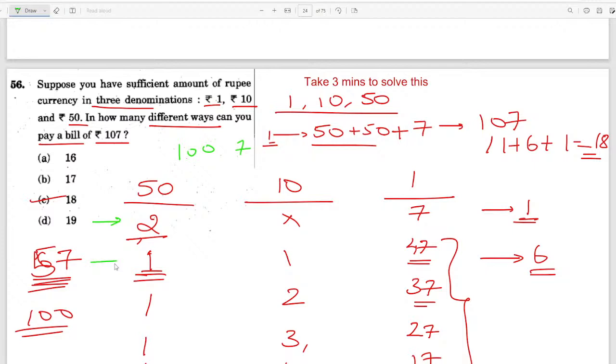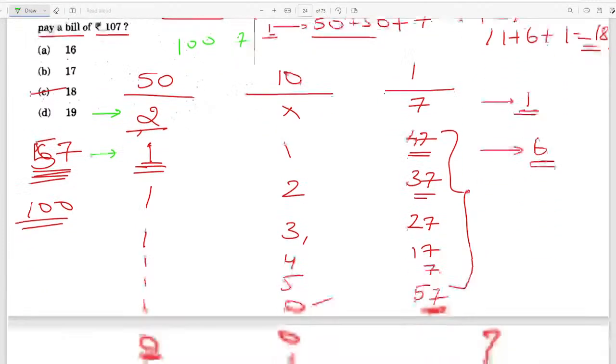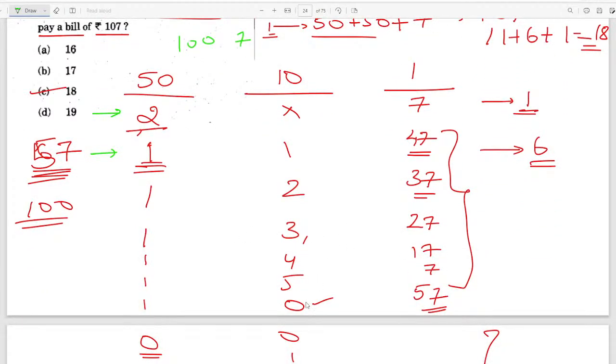And then when I use only one 50 rupee note, there would be 6 cases. In one case you would use no 10 rupee note and pay all the remaining 57 rupees, since with one 50 rupee note you have to pay another 57 to make it 107. So all the 57 would be 1 rupee notes. Or else if you use one 10 rupee note, you have to pay 47 rupees as 1 rupee notes. This is one case, this is the second case, third, fourth, fifth, and sixth case. So there are 6 ways in which you can pay this.